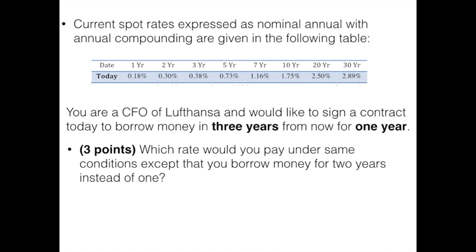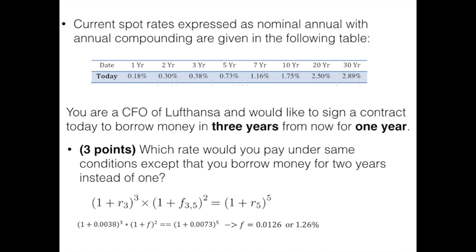Then we modify this question a little bit, and I ask you, which rate would you pay under the same conditions except that you borrow money for 2 years? If you borrow money for 2 years, you do a different kind of thought experiment. And this thought experiment would be, you invest for 3 years, and then you invest for 2 more years. This must be the same as if you invest for 5 years. And then you solve for your forward rate from year 3 till year 5, and you get the solution.